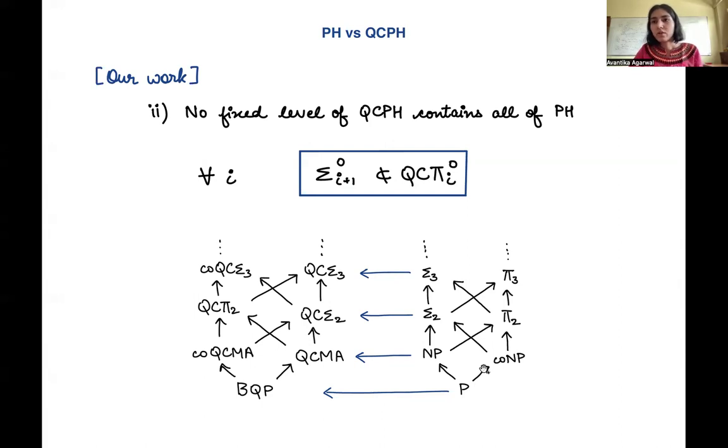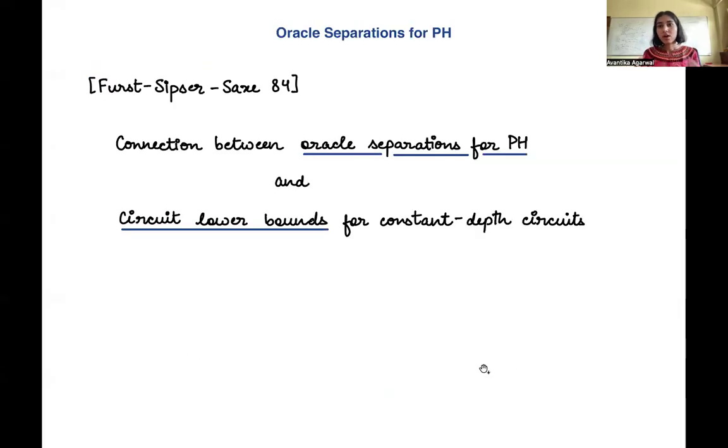Okay, so now let me talk about how such an oracle separation is shown. And once again, let me start by talking about how we show oracle separations for classical PH. And then I'll talk about what we do in the quantum classical setting. Okay, so how to show oracle separations for classical PH? Well, in 1984, first Sipser and Sachs gave a connection between oracle separations for PH and circuit lower bounds for constant depth circuits. So they gave a recipe using which if you can show circuit lower bounds for constant depth circuits, then their method will also give you oracle separations for PH.